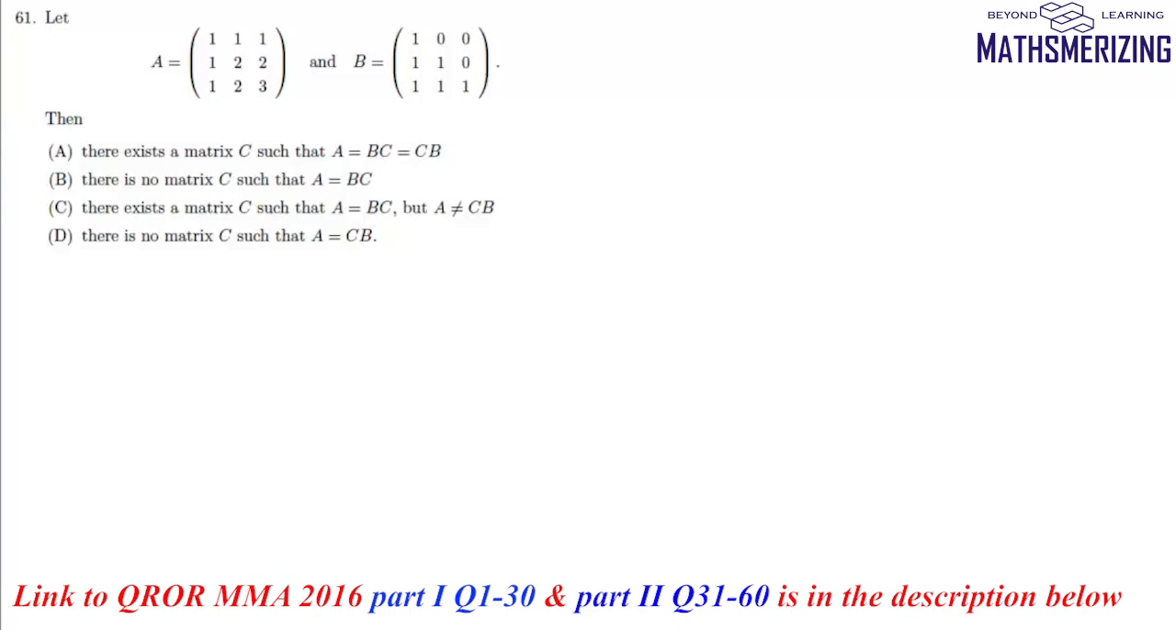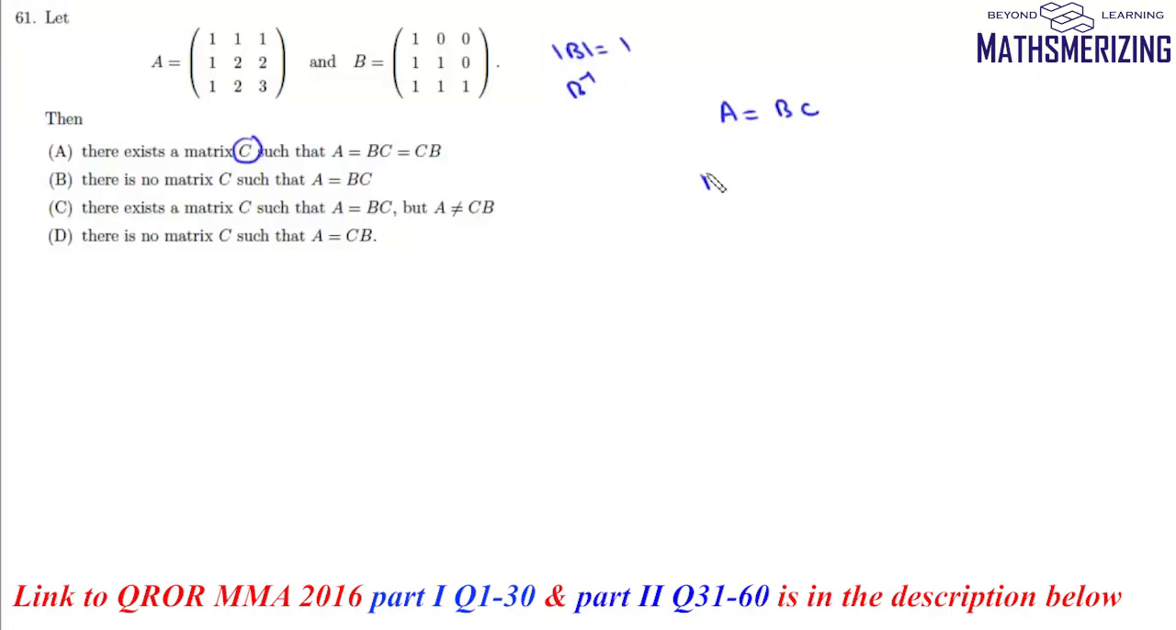Now question number 61 is, given are two matrices A and B, we need to find whether or not there exists a matrix C such that A equals BC is equal to CB. Now we'll take this equation, which is A equals BC. Now what is the determinant of B? Determinant of B is 1. So that means B inverse exists.